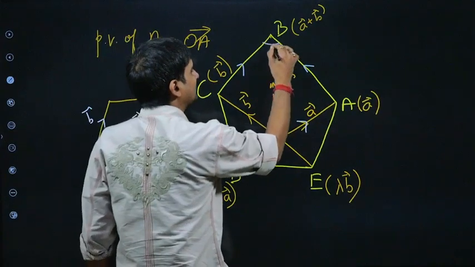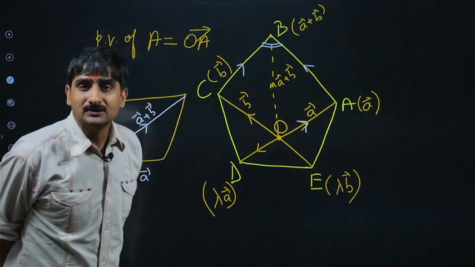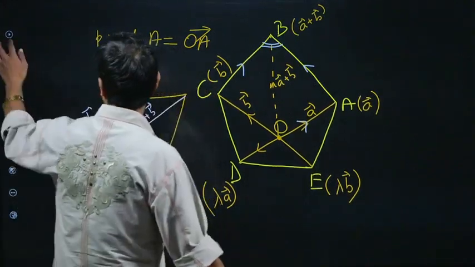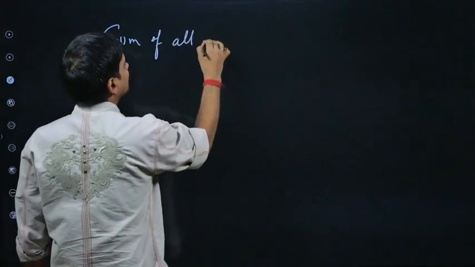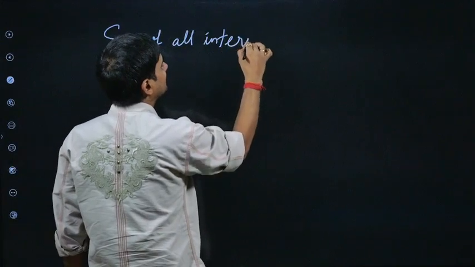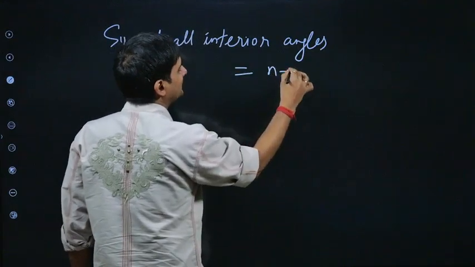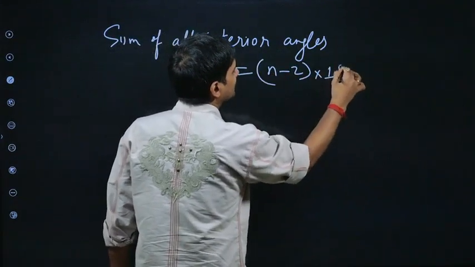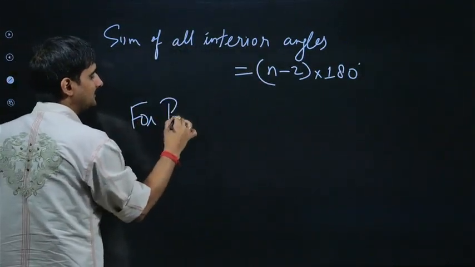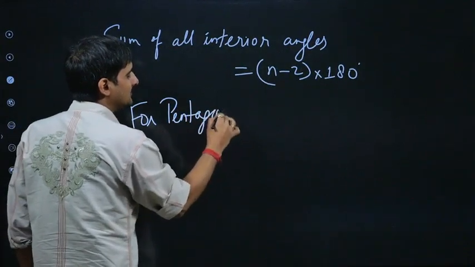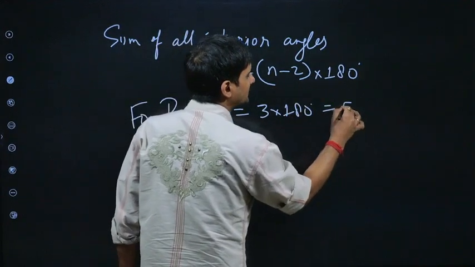Okay, so this angle. What is the internal angle of a regular pentagon? How do we get it? We know the sum of all interior angles of an n-sided polygon is (n minus 2) times 180 degrees. So for a pentagon, the sum of all interior angles will be 5 minus 2, which is 3, times 180 degrees, which is 540 degrees.